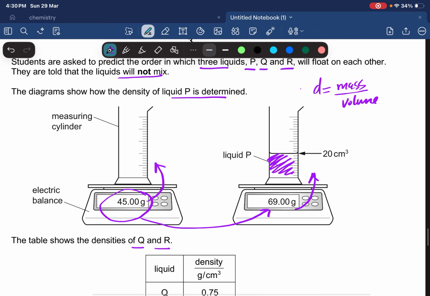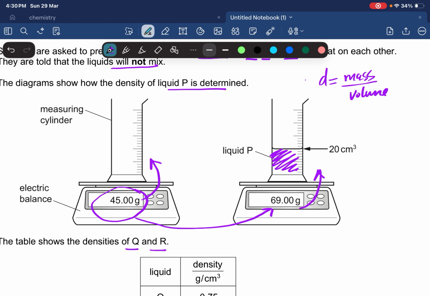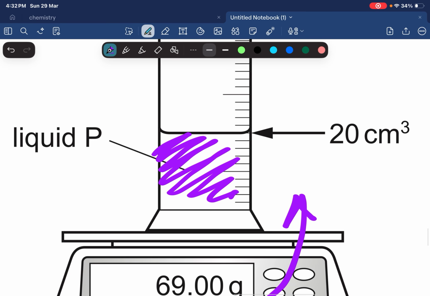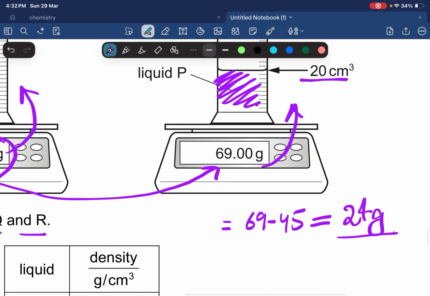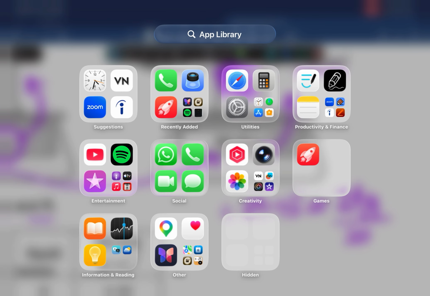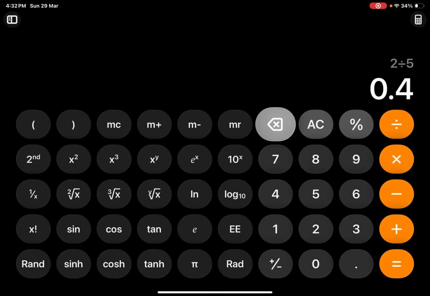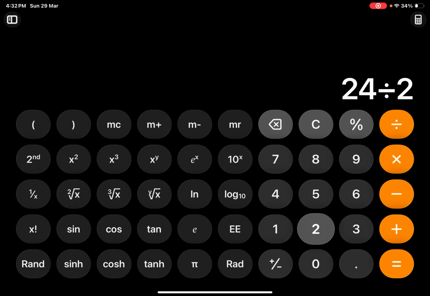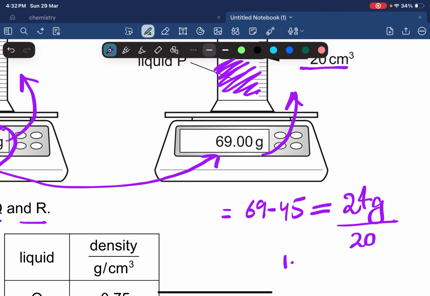Okay, first we need to find the density of liquid P. Density equals mass over volume. Firstly, mass is going to be 69 minus 45, so mass comes out to be 24 grams. The volume I am going to take in cm cube. You can see this is a measuring cylinder and it reads 20 cm cube. So 24 divided by 20 gives you 1.2 gram per cm cube.